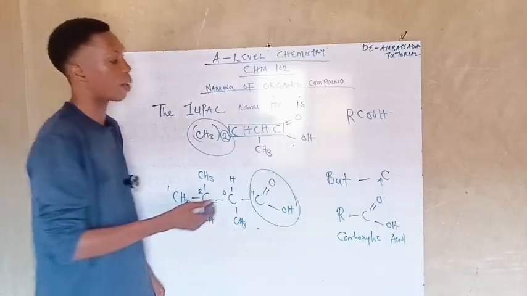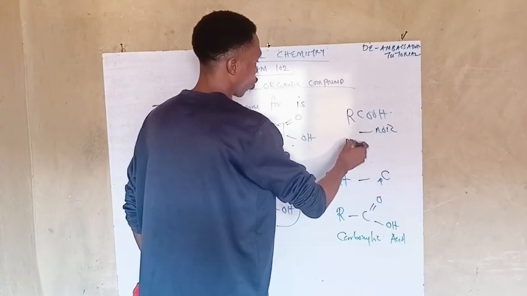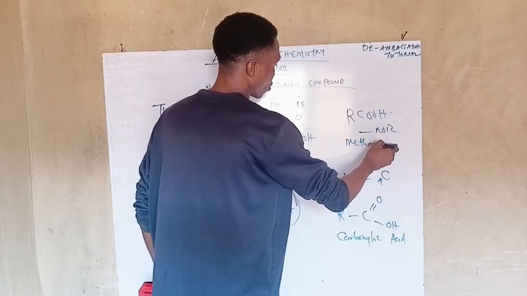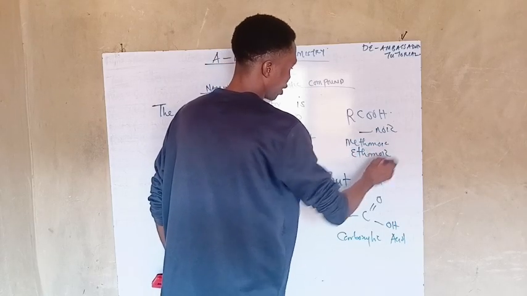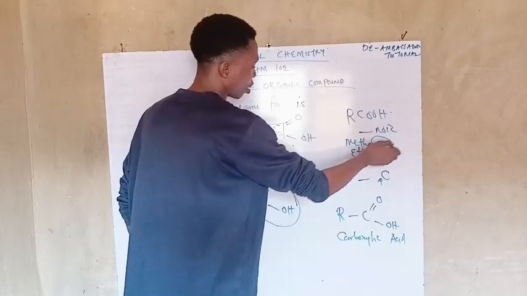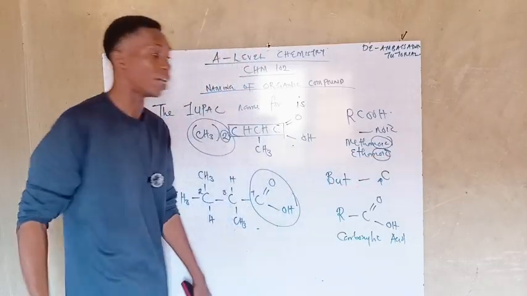Most of the time, the family usually ends up with -noic. For instance, we can have methanoic, we can have ethanoic. As you can see, at the end of the compound, there's always this -oic or so. So they are called carboxylic family.